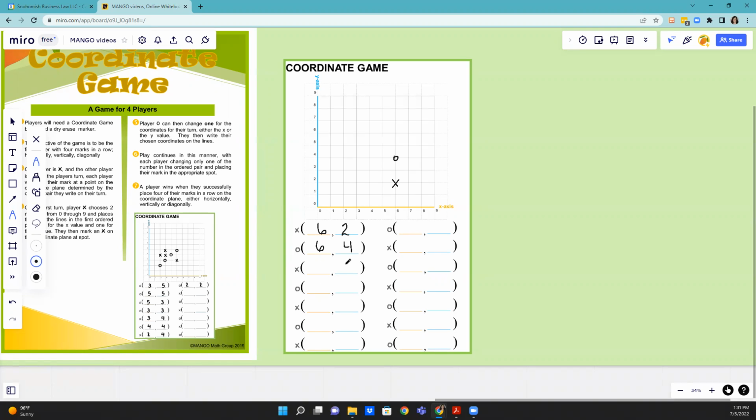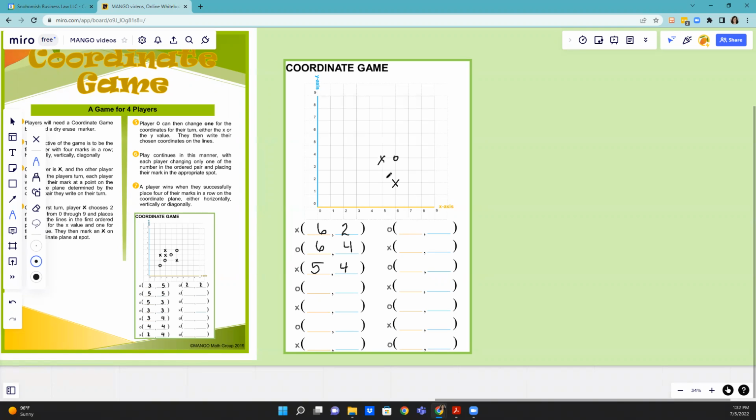So let's say he changes the 6 to a 5. And so he's got 5, 4. He's going to go over 5, and then go up 4, and this becomes an X.